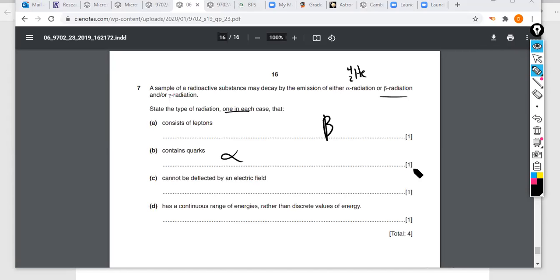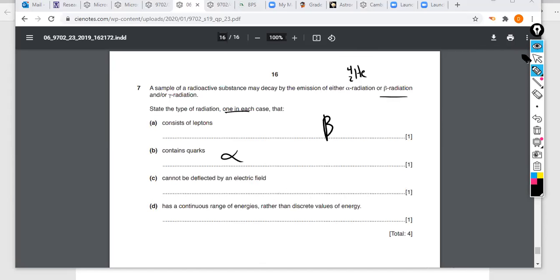Cannot be deflected by an electric field. So an electric field is going to affect charged things like beta minus particles or positrons, right? There's two types of beta radiation, beta plus or beta minus. Both would be affected by an electric field. This alpha particle is positively charged because it's got two protons. There's not two electrons. This is not a helium atom with two electrons. It's just a helium nucleus, so it has a charge of +2. And so both of those things would be deflected by an electric field.